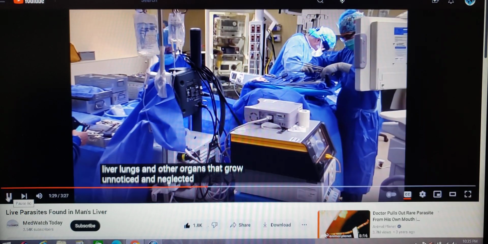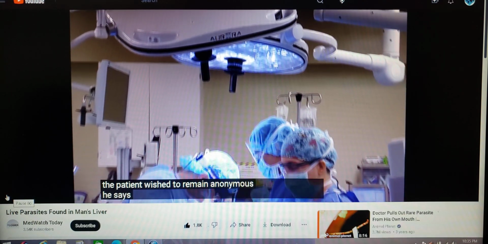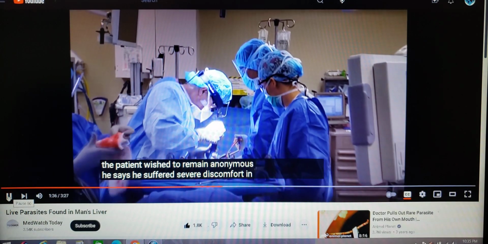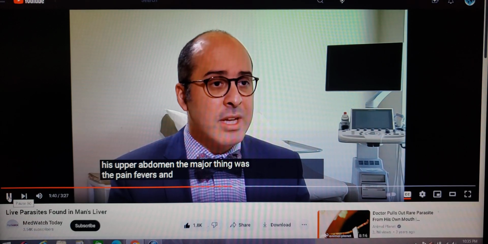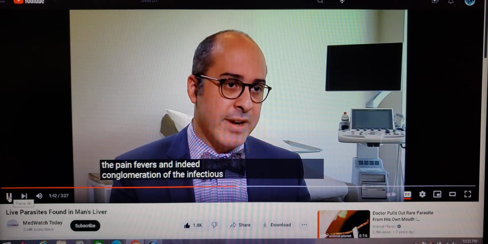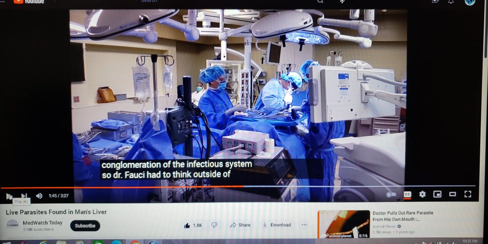Grow unnoticed and neglected for years. Though the patient wished to remain anonymous, he says he suffered severe discomfort in his upper abdomen. The major thing was the pain, fevers, and the conglomeration of the infectious system. So Dr. Fauci had to think outside. So he did have other symptoms, not just the fact that the parasite was there.